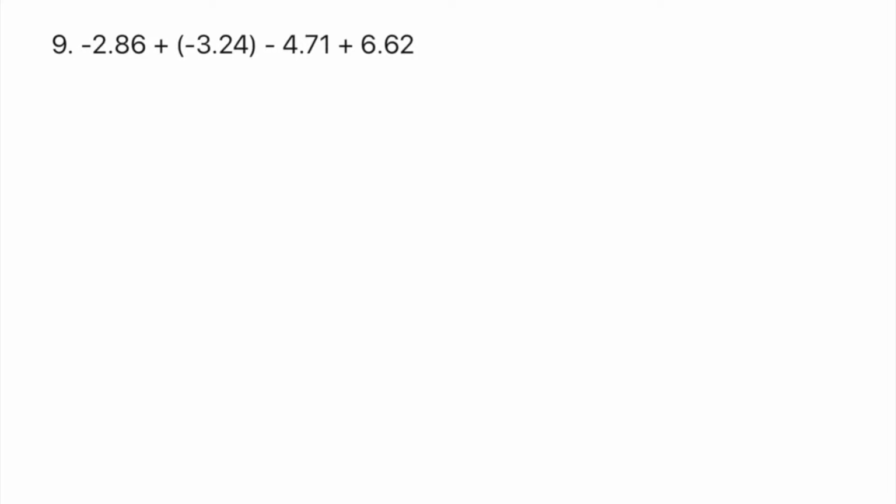All right, our next one, we are just adding positive and negative decimal numbers. I only see one subtraction sign in here, so I'm going to change this to add a line, change this sign. So that's a negative 4.71. And then I'm just going to go in order from left to right. So let's start with negative 2.86 plus negative 3.24. They're both negative, so I'm going to add them together to get 6.10, and they stay negative.